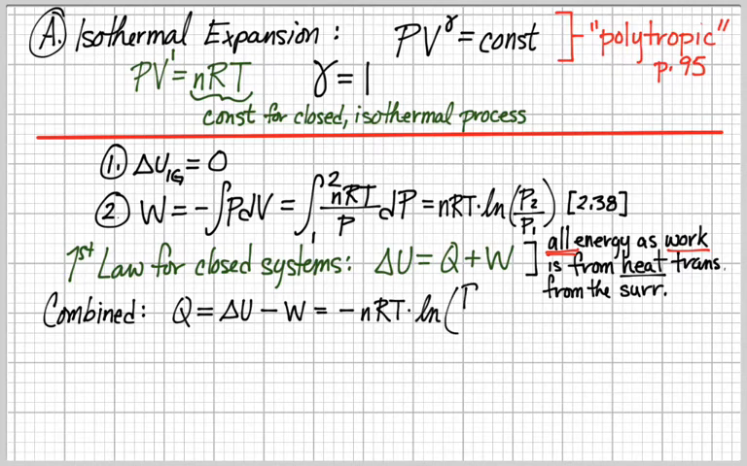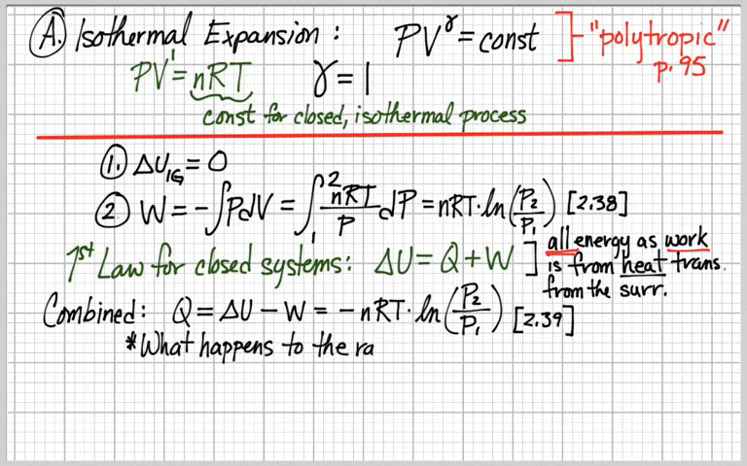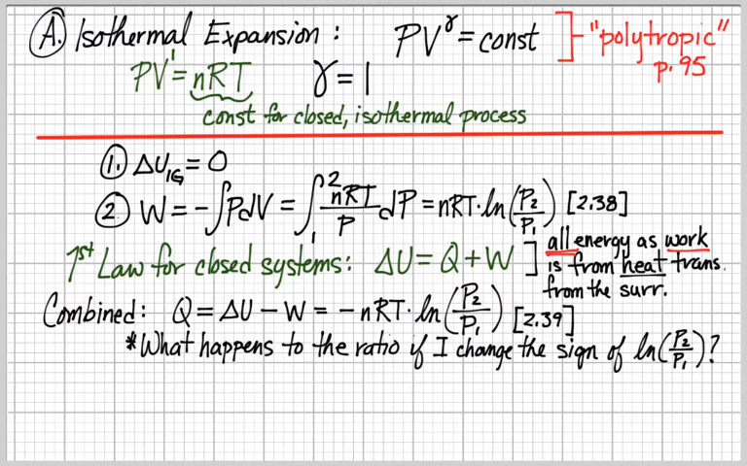So we combine those together, and you're going to see that I've got Q is equal to minus nRT natural log of P2 over P1, which is equation 2.39. Because we're using these natural logs quite often, I want to at least raise the question again for you to think about what happens to the ratio if I change the sign from a negative natural log to a positive natural log. The idea is that I will have a negative natural log of P2 over P1. If I were to change the sign, I would have natural log of P1 over P2. Just something to keep in mind, just basic math of logarithms to be aware of.